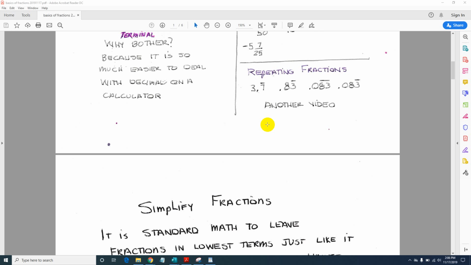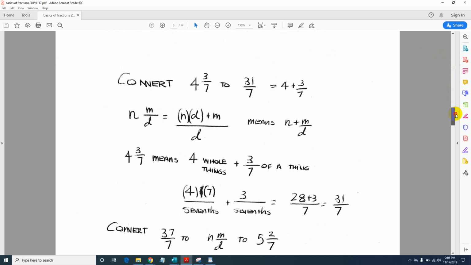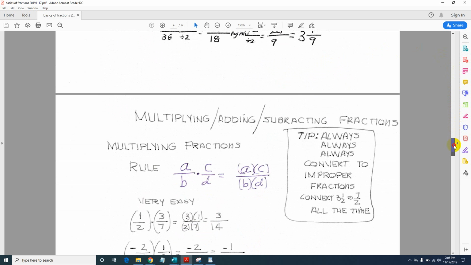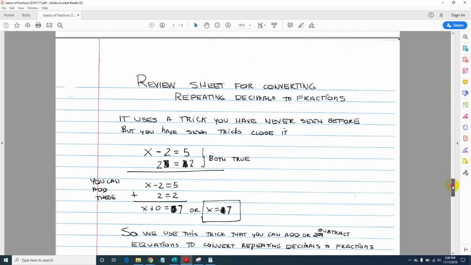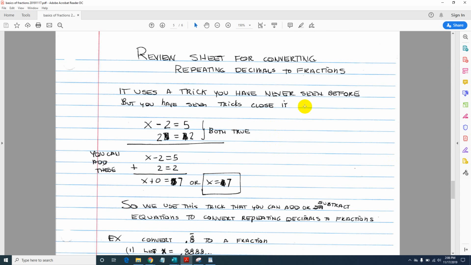Okay, so this video will focus exclusively on repeating decimals. See, I made a mistake there. It's not repeating fractions, it's repeating decimals. Okay, so you were surprised by an emergency, special homework that was given on this. This time I got it right. Review sheet for converting repeating decimals to fractions.